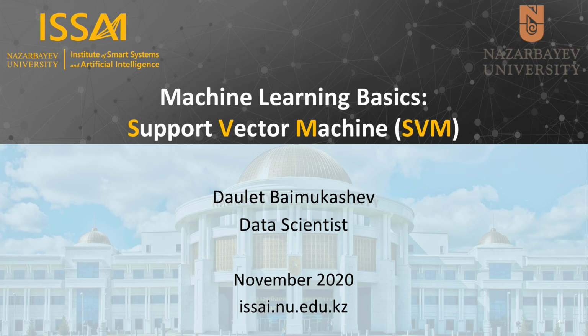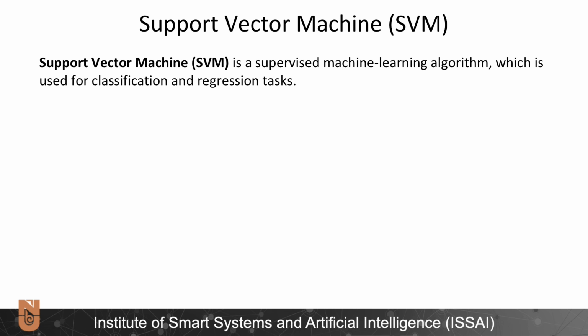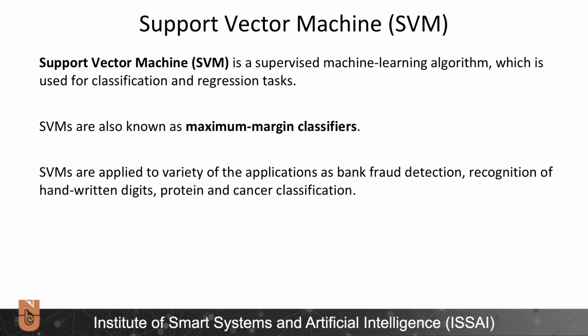Today, I will be presenting support vector machines, or SVMs. Support vector machine is a supervised machine learning algorithm which is used for classification and regression tasks. SVMs are also known as maximum margin classifiers. SVMs are applied to a variety of applications such as bank fraud detection, recognition of handwritten digits, and protein or cancer classification.